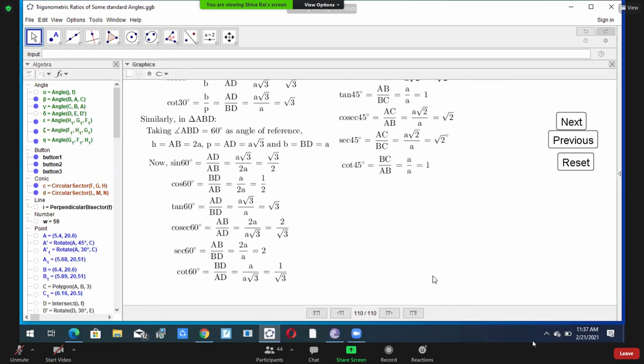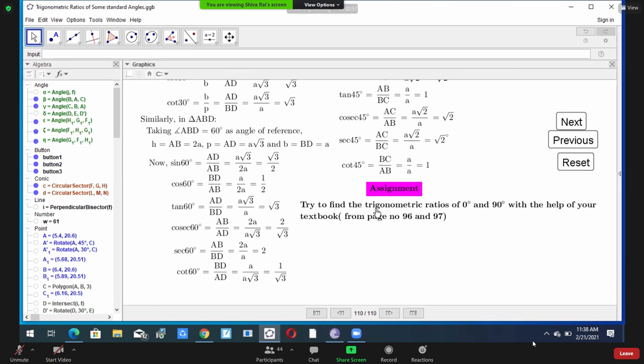After that comes 0 degree, and 90 degree also. I'm giving you your assignment. Try to find the trigonometric ratios of 0 degree and 90 degree with the help of your textbook. Look at page numbers 96 and 97 and try to get the idea. Everyone, do try from pages 96 and 97. Try to be clear about these things, okay?